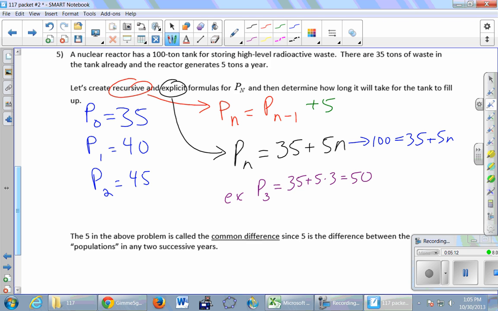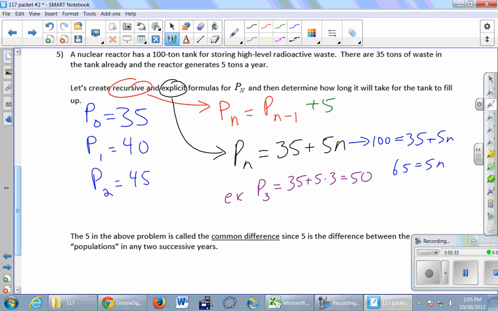What do we need to move first, the 35 or the 5? The 35. We do that by subtracting 35 from both sides. Okay, so we can do that. So then we go 65 equals 5n. And then what number needs to move? The 5. Divide by 5 on both sides.